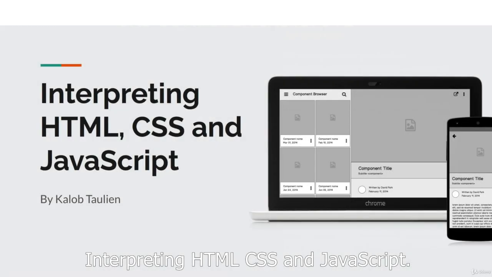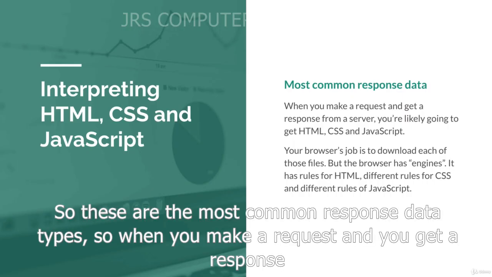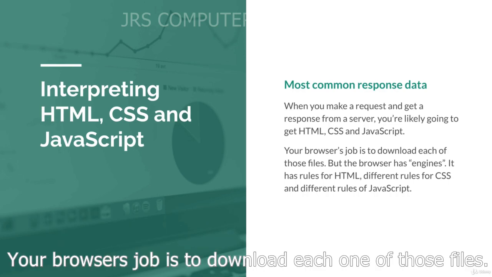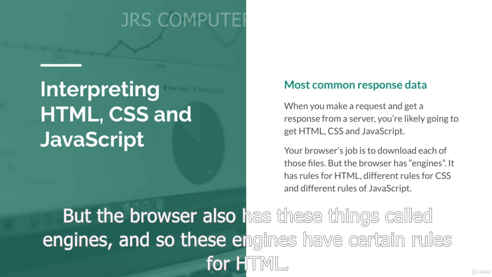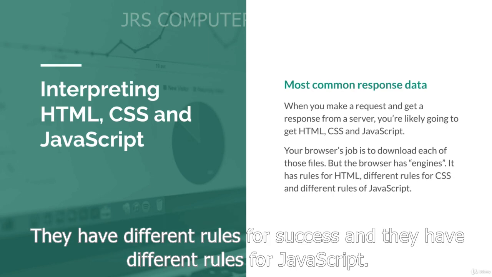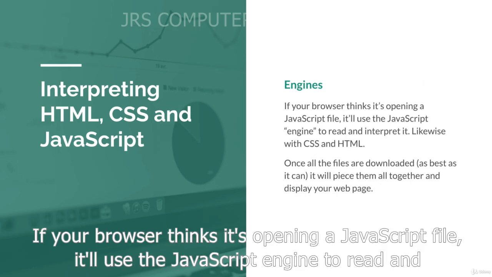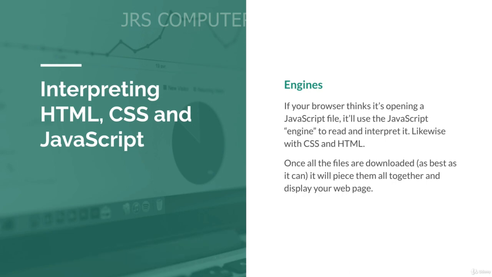Interpreting HTML, CSS, and JavaScript. So these are the most common response data types. When you make a request and you get a response from a server, you're likely going to be getting HTML, CSS, and JavaScript. Your browser's job is to download each one of those files. But the browser also has these things called engines. These engines have certain rules for HTML, different rules for CSS, and different rules for JavaScript. If your browser thinks it's opening a JavaScript file, it'll use the JavaScript engine to read and interpret and make your website interactive. Likewise with CSS and HTML.